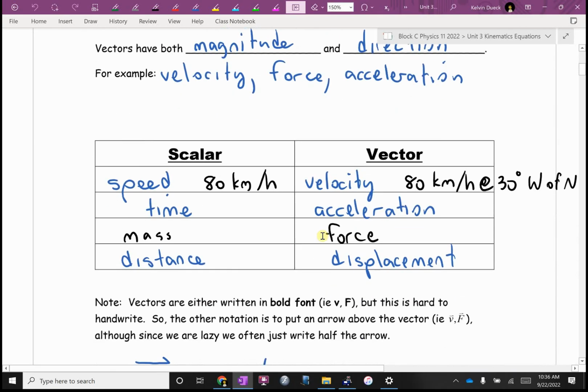Sometimes it's a little bit easy. Speed is a scalar. Velocity is a vector. Sometimes it's a bit trickier. Distance is a scalar. Displacement is a vector.